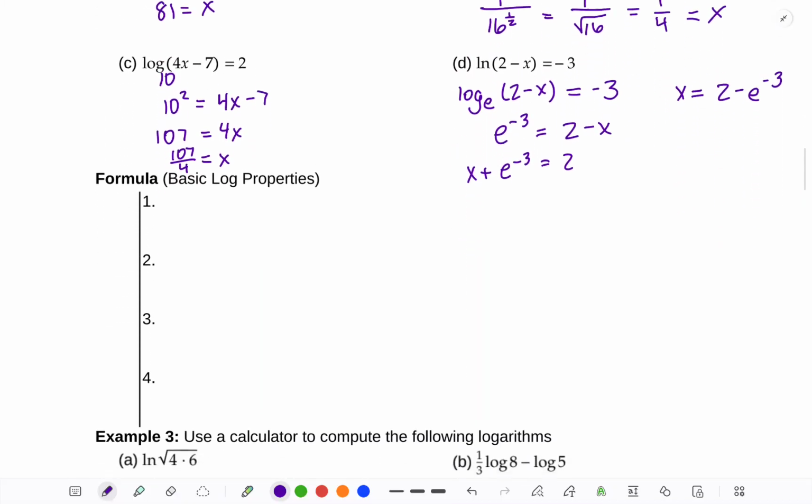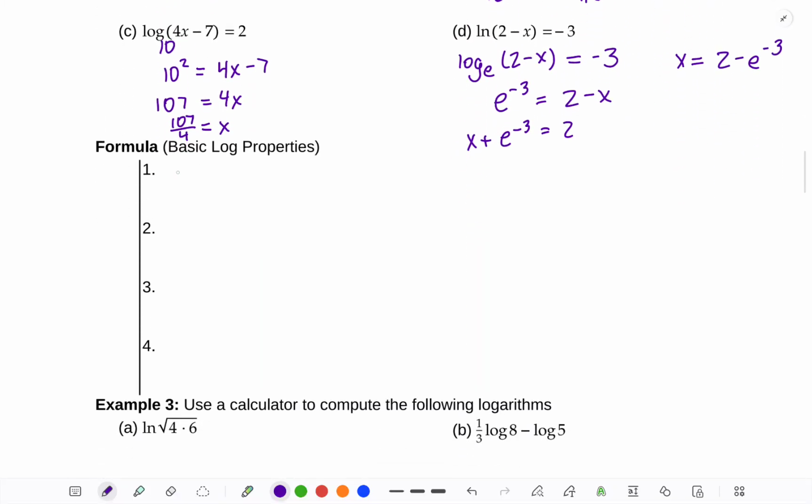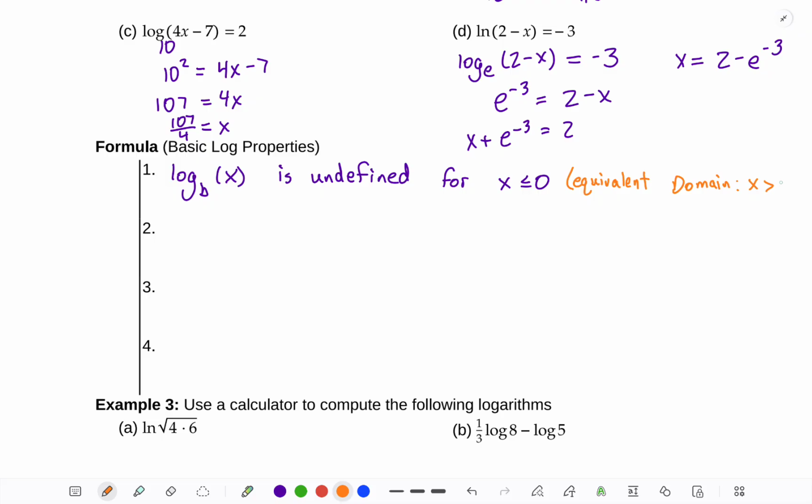Now we're just going to talk about basic log properties in this class. I've already given you one, and that's that log base b of x is undefined for x less than or equal to 0. That's equivalent to saying the domain is x greater than 0.